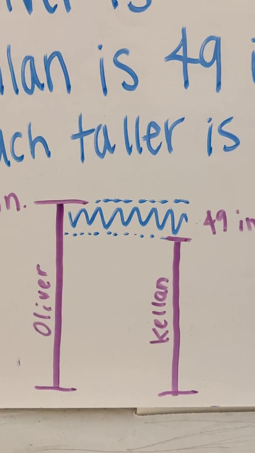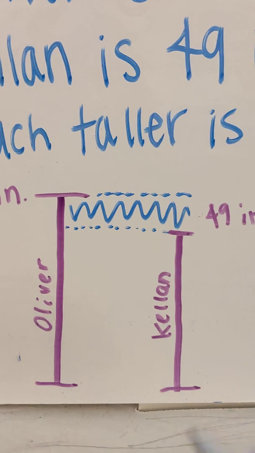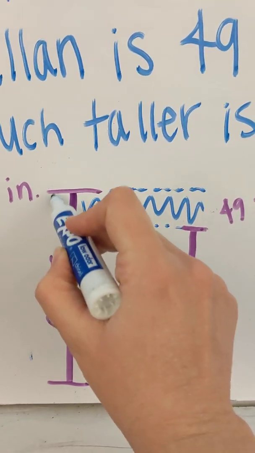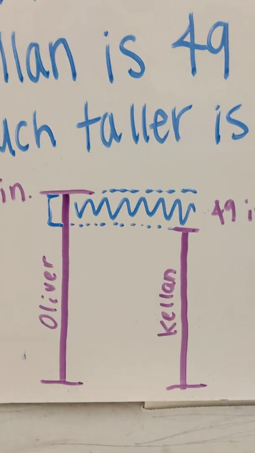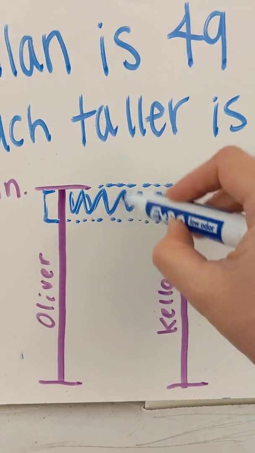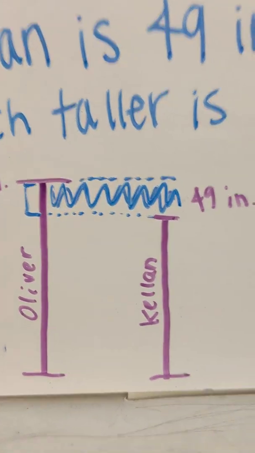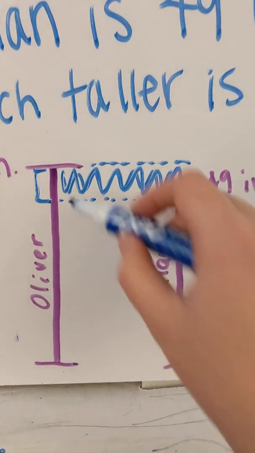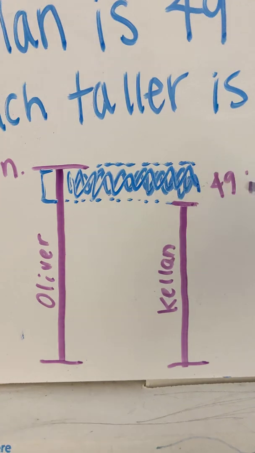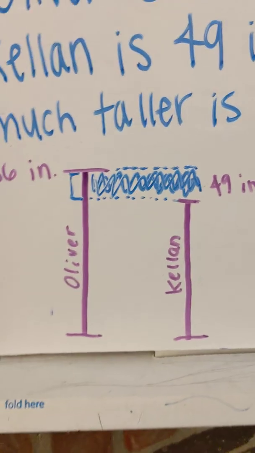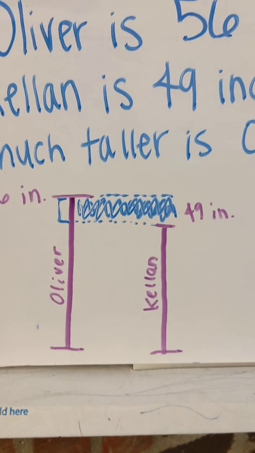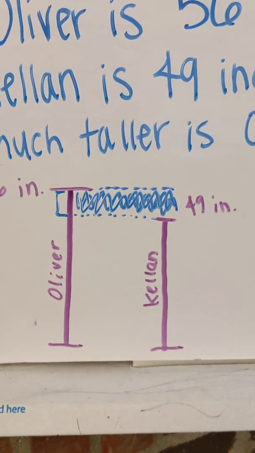And what the question is asking us to find is how much taller, so how many inches taller is Oliver than Kellen? So we're looking for the distance between the two numbers, okay? Or the amount between the two numbers. So here we have 49 inches, and for Oliver is 56. So this is actually going to be a subtraction problem.